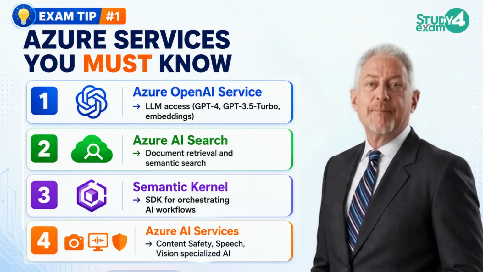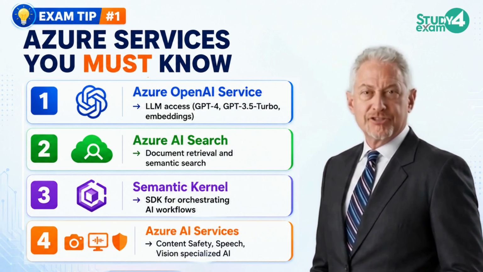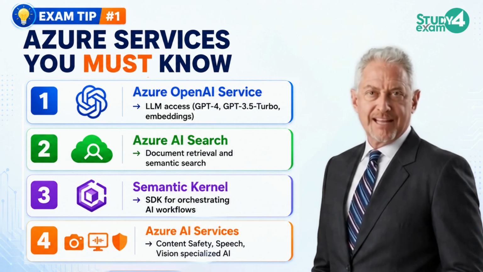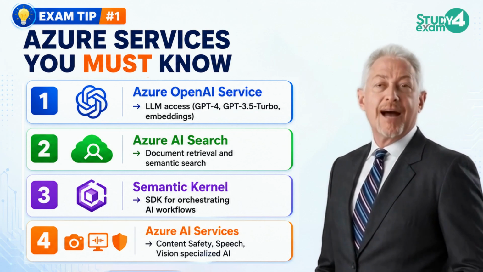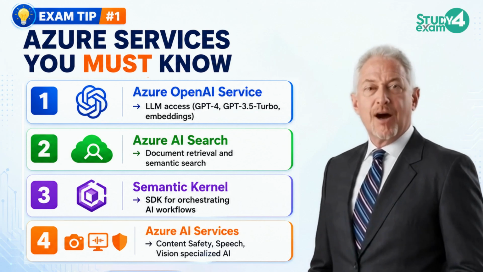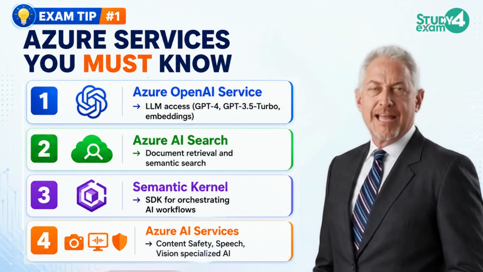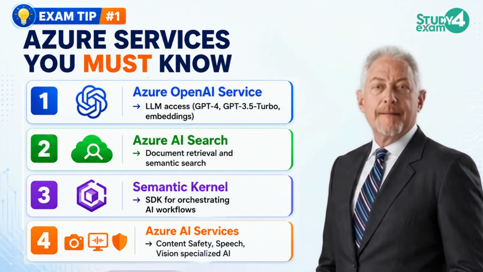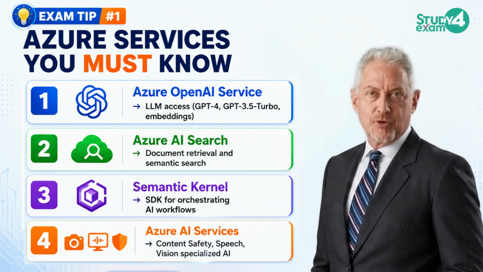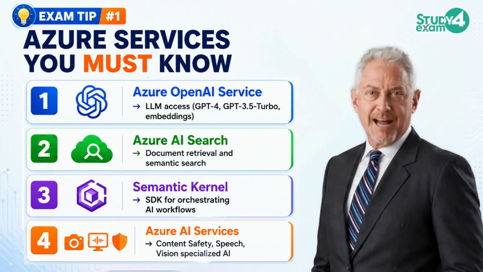The Developing AI Apps and Agents on Azure exam tests your knowledge of the complete Azure AI stack. 4 services show up constantly. 1. Azure OpenAI Service, for LLM access: GPT-4, GPT-3.5-Turbo, embeddings. 2. Azure AI Search, for document retrieval and semantic search. 3. Semantic Kernel, the SDK for orchestrating AI workflows. 4. Azure AI Services. If a question asks about building an intelligent app, think Azure OpenAI plus Search plus Semantic Kernel, the backbone.